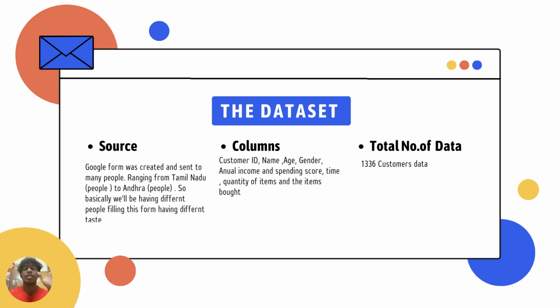The columns present in our data set are customer ID, name, age, gender, and spending score. The spending score is how much they tend to spend on supermarket items. Then their income, the quantity of items they bought, and the other items they have bought. In total, we have segregated 1300 data points which we used.